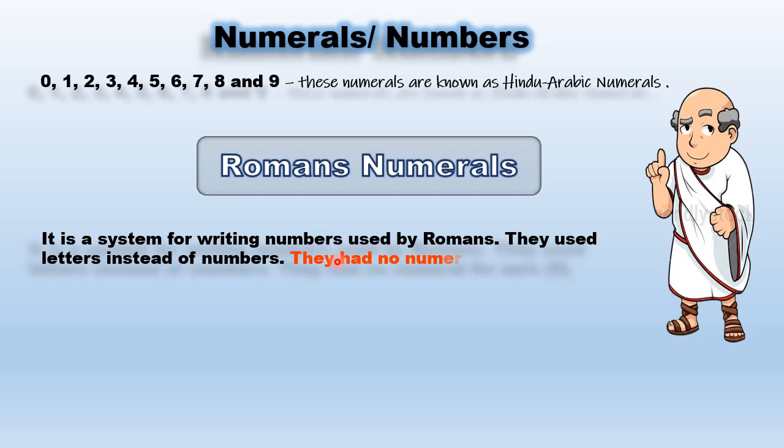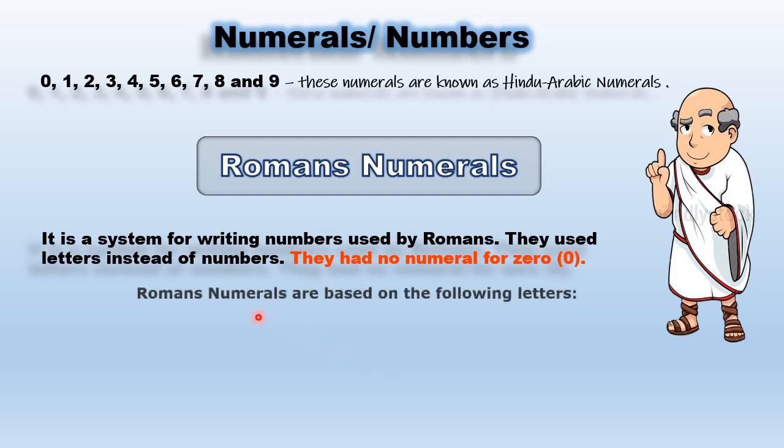Okay, and they had no numeral for 0. They don't have any numeral for 0. And basically they use 7 letters of English for framing numbers. Like we use these 10 digits, they use letters of English. Now let's see what are those letters on which Roman numeral is based.